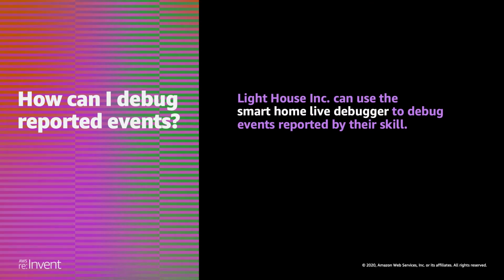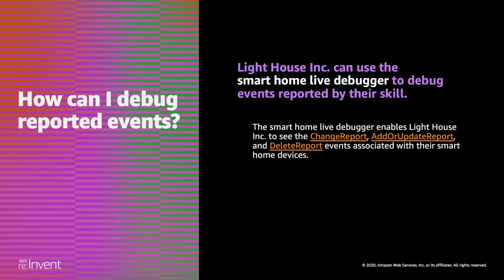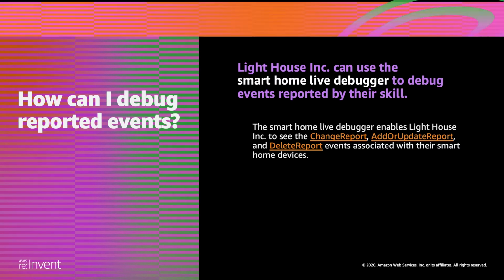But what if there is a processing error with the change report itself? So the question for Lighthouse Inc. here is, how do I debug asynchronous events? For that use case, Lighthouse Inc. can use Smart Home Live Debugger to see the JSON payload for all reported asynchronous events as perceived by Alexa.